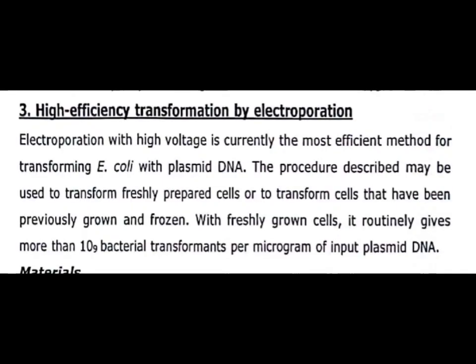Procedure number 3, high efficiency transformation by electroporation. Electroporation with high voltage is currently the most efficient method for transforming E. coli with plasmid DNA. The procedure described may be used to transform freshly prepared cells or to transform cells that have been previously grown and frozen. With freshly grown cells, it routinely gives more than 10 to the power 9 bacterial transformants per microgram of input plasmid DNA.